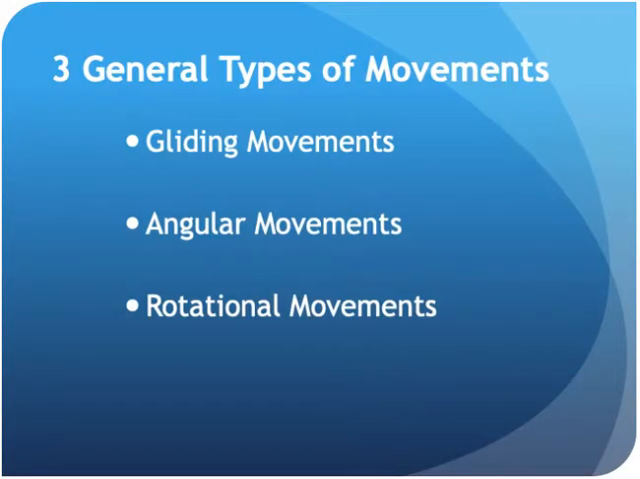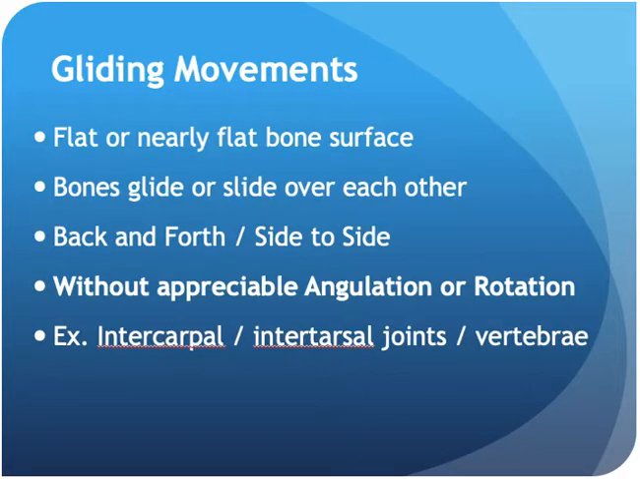So we get three types of movements: gliding movements, angular movements, and rotational movements. Again, these are good multiple choice questions, so you want to understand these are the three types and what the difference is between each, and we'll look at that as we go through the next couple of slides. Okay, so gliding movements: you have flat or nearly flat bone surfaces, and they just glide or slide over top of each other. There's this back and forth or side to side movement, and this is the important part.